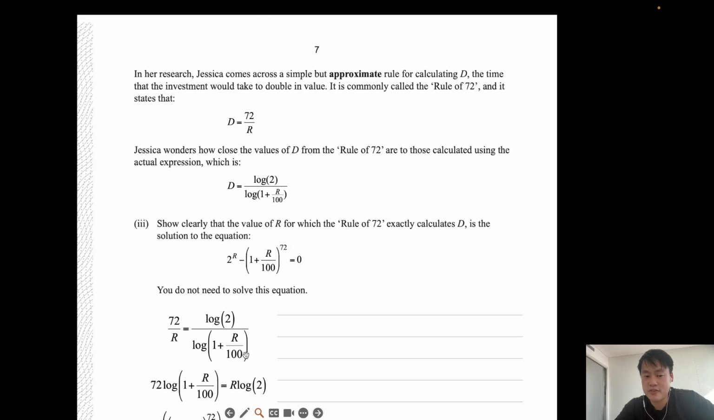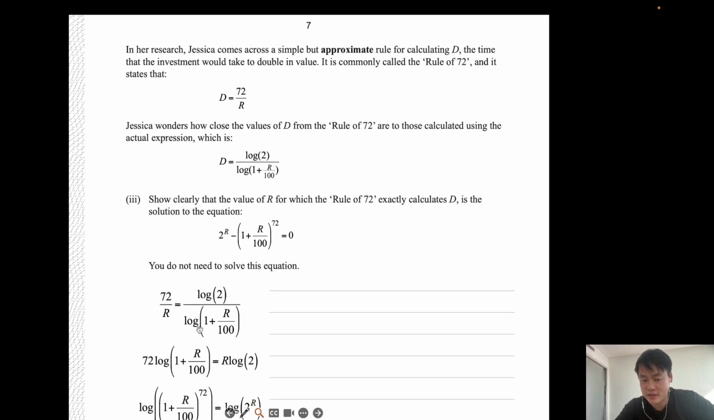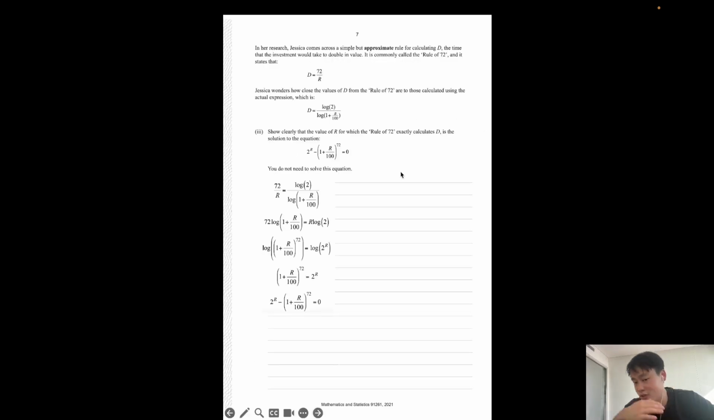Because the best way to prove it's a solution, as in the R value that satisfies this is going to be a solution to this, is to prove that this equation can become this equation. Because think about it, if two things that started off different end up being the same equation, of course they're going to have the same solution, isn't it? That's the basic you have to understand here. It's just tested in a very long-winded way.